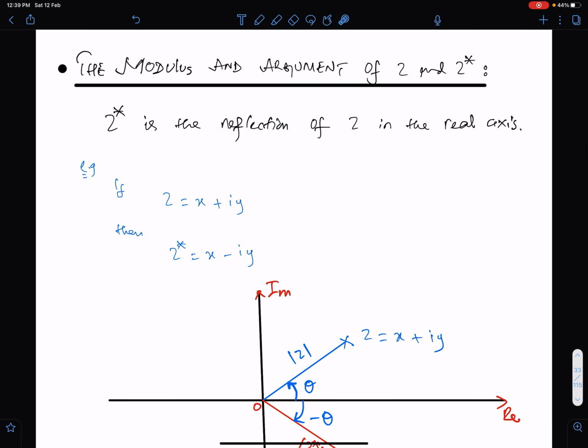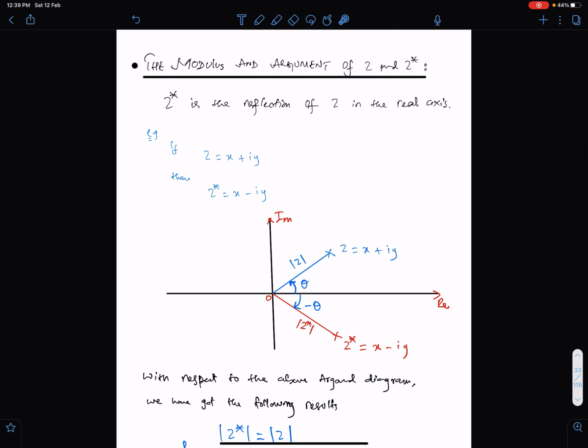Well, the next topic is the modulus and argument of z and z star. We have discussed z star in the second lecture of complex numbers. Z star is the reflection of z in the real axis. If this is z, x plus iy, and it's here, then z star must be in this quadrant, fourth quadrant, because the reflection of z about real axis should be here. This is the reflection of z about real axis.